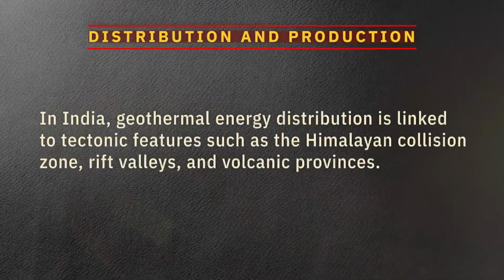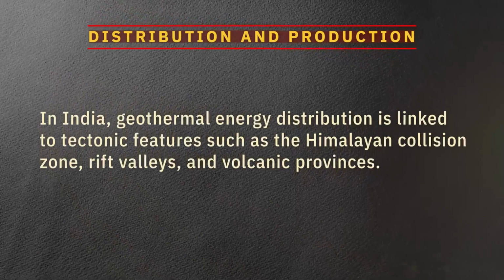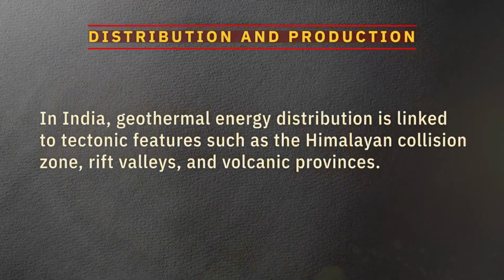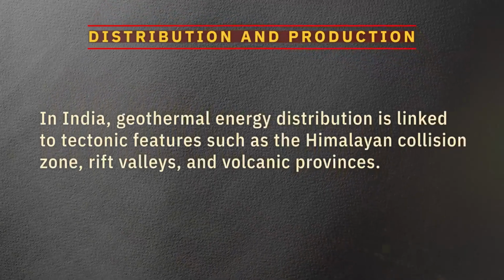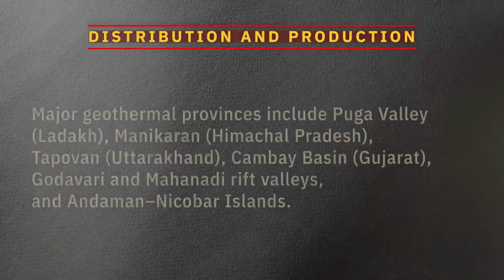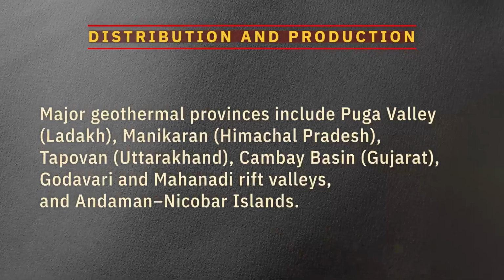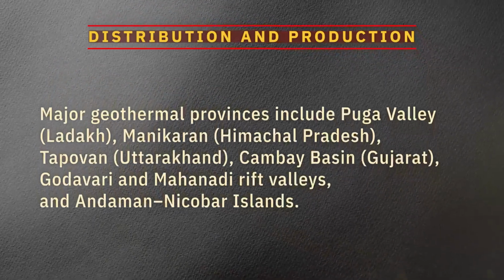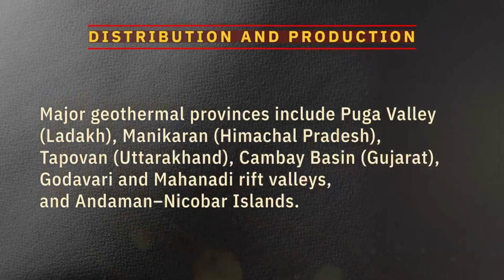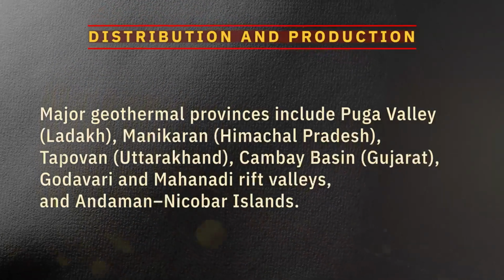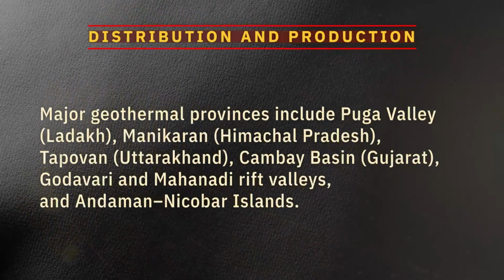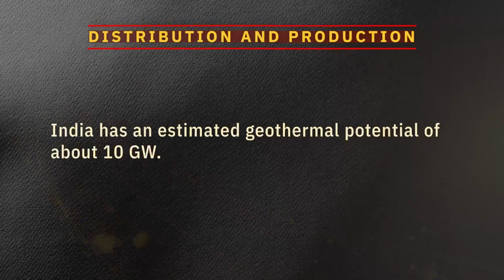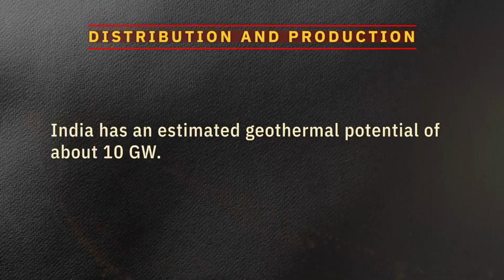In India, geothermal energy distribution is linked to tectonic features such as the Himalayan collision zone, the thrust or fault zones, rift valleys, and volcanic provinces. In India, major geothermal provinces can be seen in the Puga Valley of Ladakh, Manikaran in Himachal Pradesh, Tapovan in Uttarakhand, Cambay Basin in Gujarat, Godavari and Mahanadi Rift Valleys, and Andaman and Nicobar Islands. India has an estimated geothermal energy potential of about 10 gigawatts.